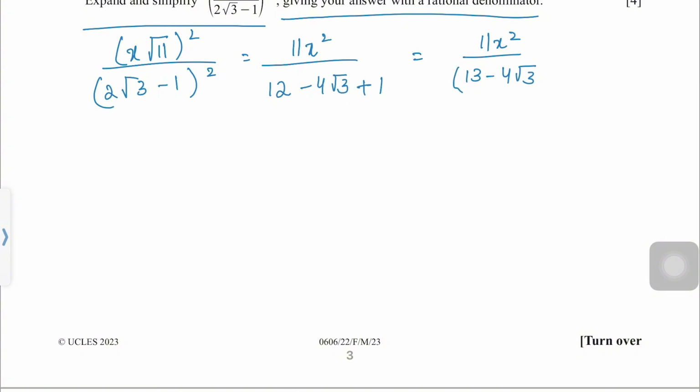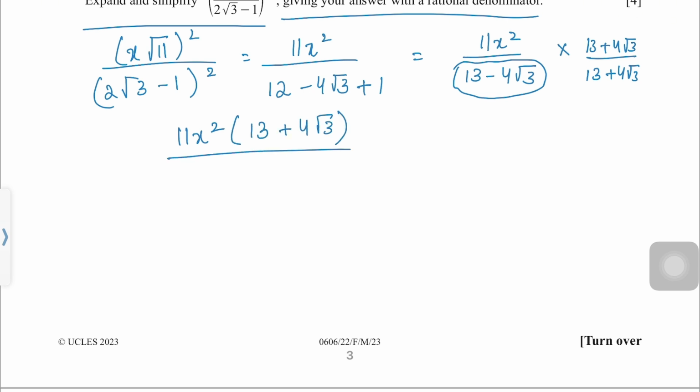For simplifying this to make the denominator rational, we'll be multiplying it by the conjugate of this. That would be 13 plus 4 root 3 in the denominator and 13 plus 4 root 3 in the numerator. This would be 11x squared multiplied by 13 plus 4 root 3, and we'll be applying a squared minus b squared in the denominator. This would give us 13 squared minus 4 root 3 whole squared. So this would be 169 minus 48.